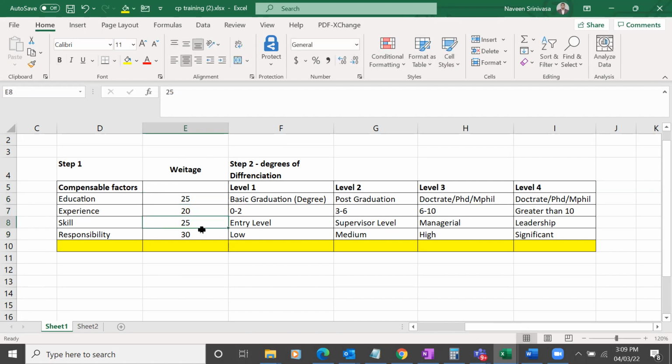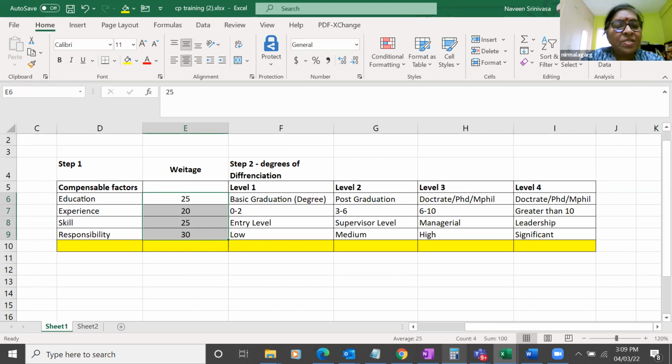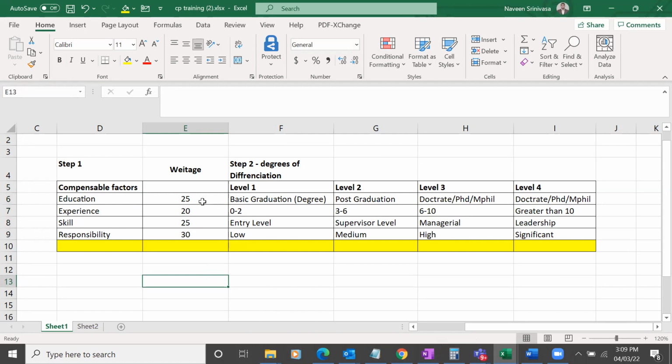If experience is 20, now 30, 40, correct, 50. Is it 100? Okay, 100. Because your weightage, when you calculate, should total 100. Even if you have 10 factors, it should again equal 100 only. Now let us look at the descriptors.